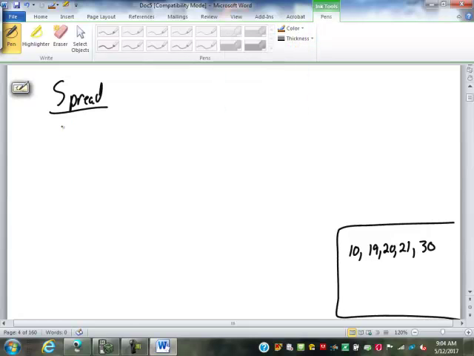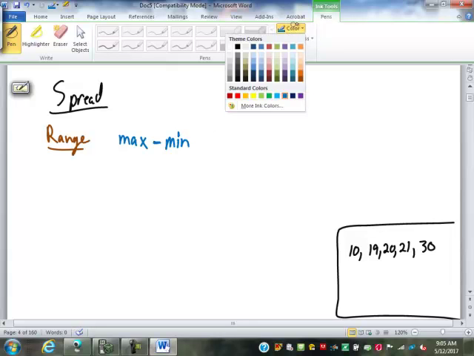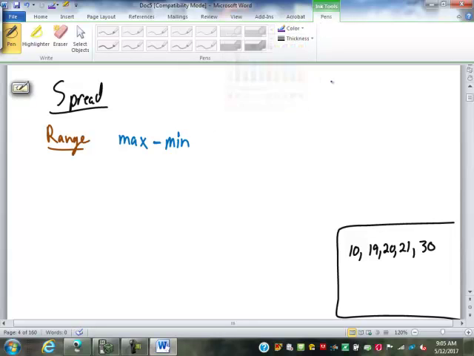So the first measure of spread we're going to talk about is the range. The range is related to the mid-range. It involves just the smallest and largest number. Instead of the maximum plus the minimum divided by 2, the range is just the maximum minus the minimum. So for this set of data, our range becomes 30 minus 10. So we get a range of 20.